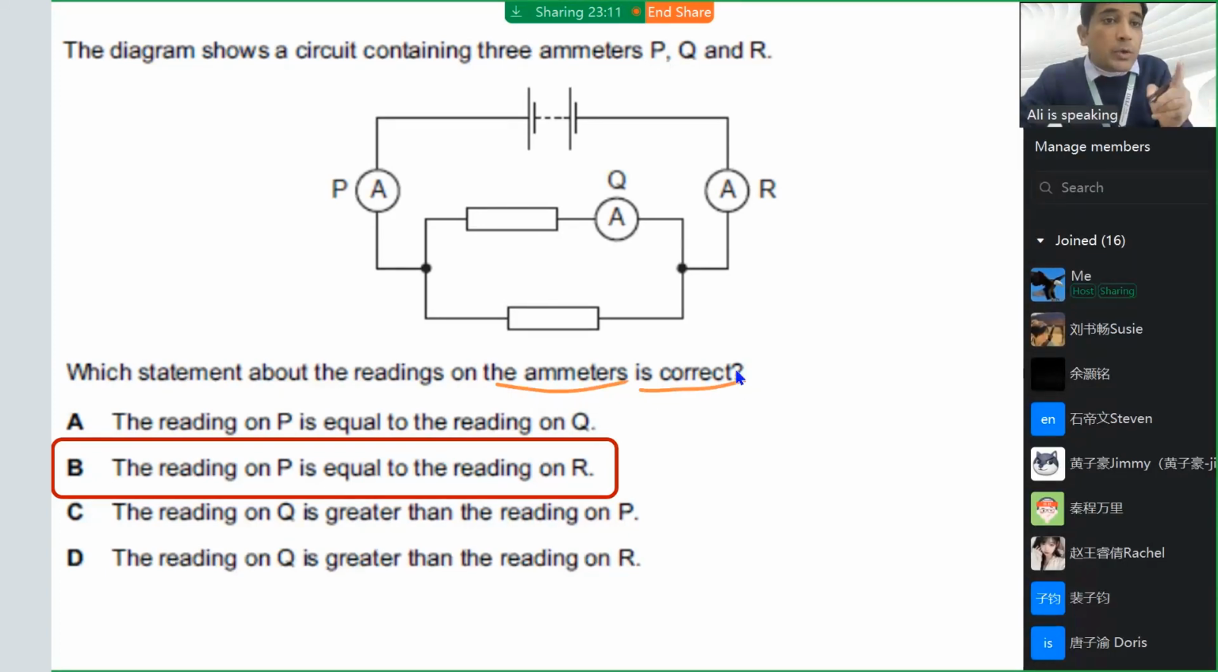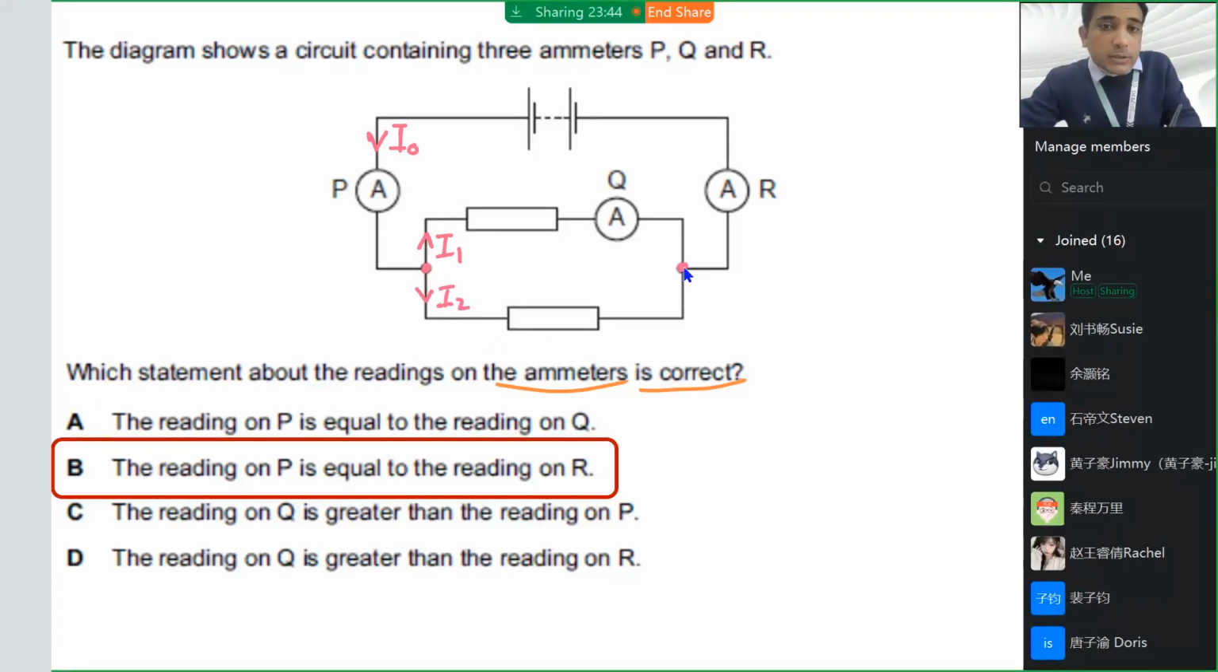Readings on ammeter. So we have ammeter P here, ammeter Q, and ammeter R. The first thing you need to understand: let's say current I is coming from this battery. Let's say this is current I, I can say this is I naught. At this junction, this current will split into two parts. Let's say the current passing through Q is I1, and the current passing through this resistor is I2.